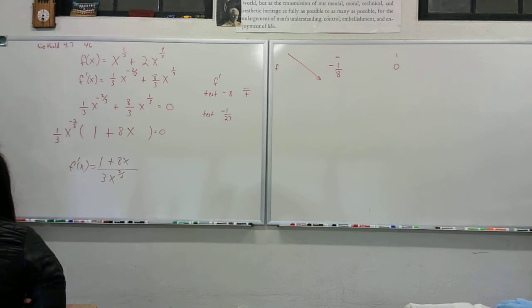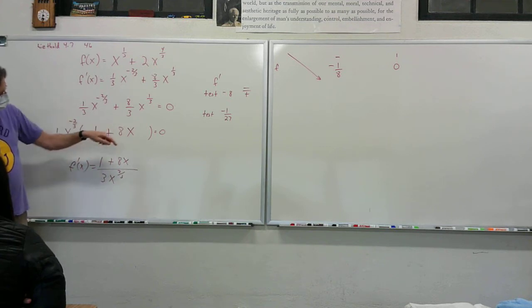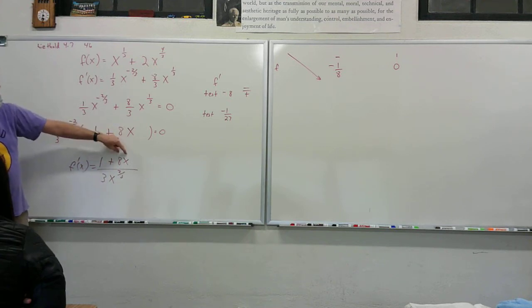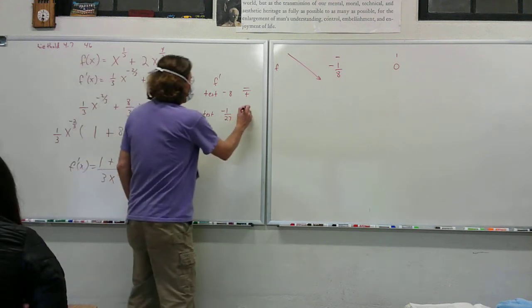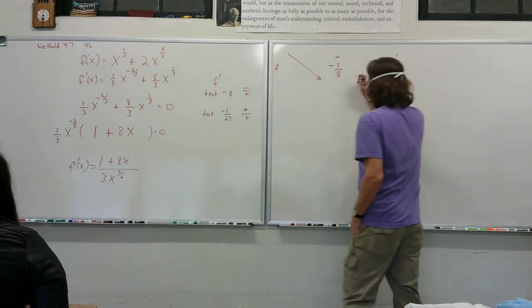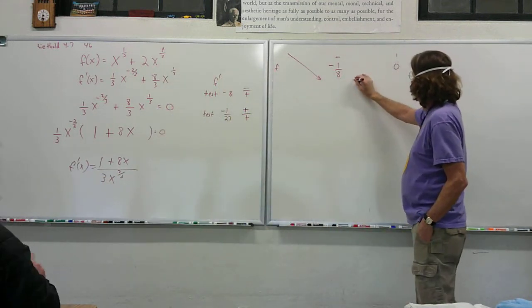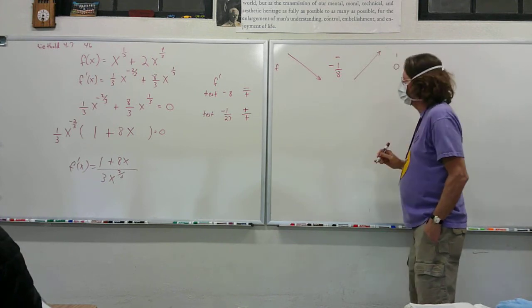Now, if I put negative 1/27 here, I'm going to get 1 plus negative 8/27. And that's still going to be a positive, isn't it? So I have a positive here and a positive here. So if I have a positive over a positive, my result is positive. So that means between negative 1/8 and 0, my graph is going to be going what? Up. Increasing.